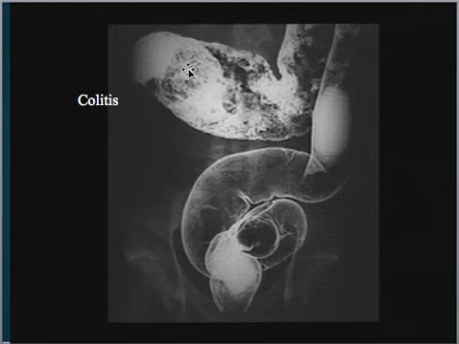Colitis is inflammation of the colon. If left untreated, colitis can lead to ulcers, which can be very painful to the patient. But you can see here that the intestine's distended. You can see the mottled appearance, which is the inflammation. And it can also be an infection.